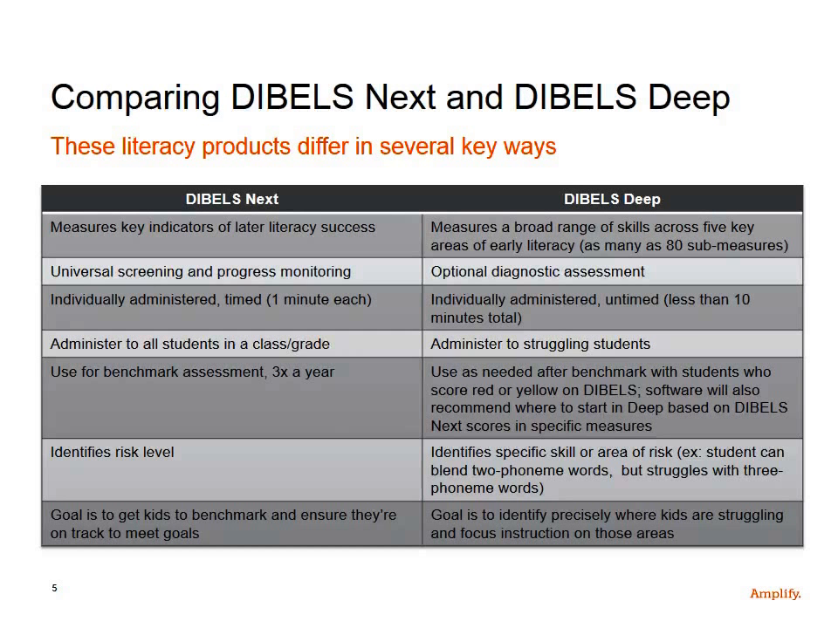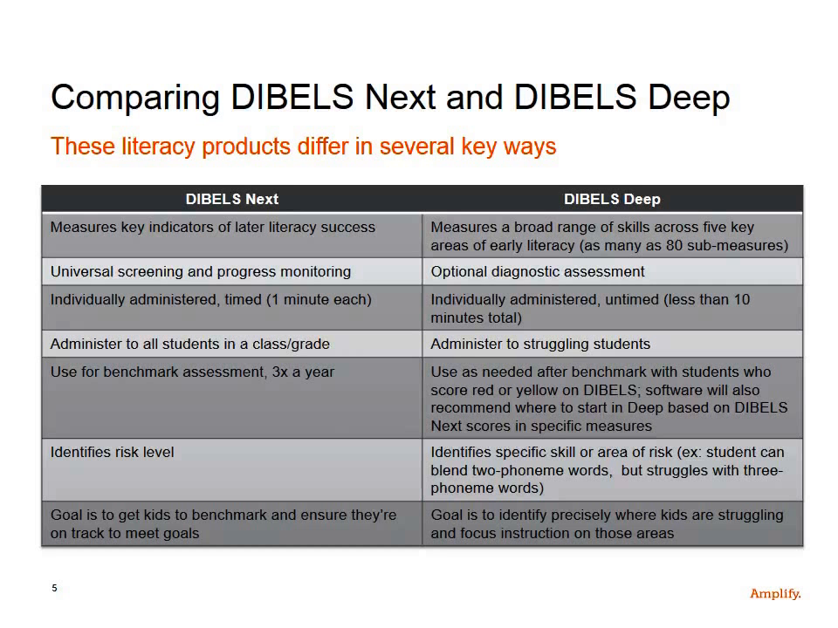So this is a chart that compares DIBELS Next with Deep and the way that they differ. The first thing you'll notice is that DIBELS Next has your basic indicators of later literacy success, based off the benchmark goals, whereas DIBELS Deep has a much broader range of skills that are assessed. So we have the 3 different measures, but within those measures we have up to 80 submeasures. And then you'll find out in a little bit that you can actually identify where to start within DIBELS Deep based on your DIBELS Next scores.